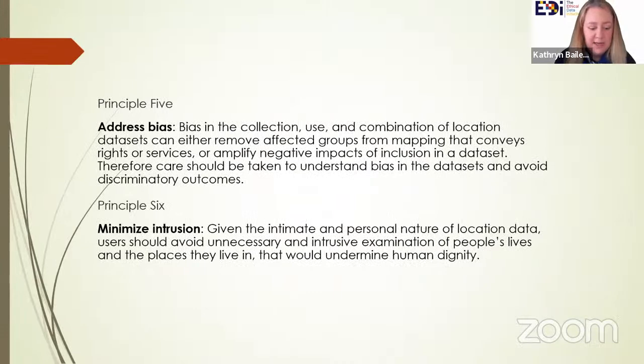Principle 5, address bias. Bias in the collection, use and combination of location data sets can either remove affected groups from mapping that conveys rights or services, or amplify negative impacts of inclusion in a data set. Therefore, care should be taken to understand bias in the data sets and avoid discriminatory outcomes. Principle 6, minimize intrusion. Given the intimate and personal nature of location data, users should avoid unnecessary and intrusive examination of people's lives and the places they live in that would undermine human dignity.